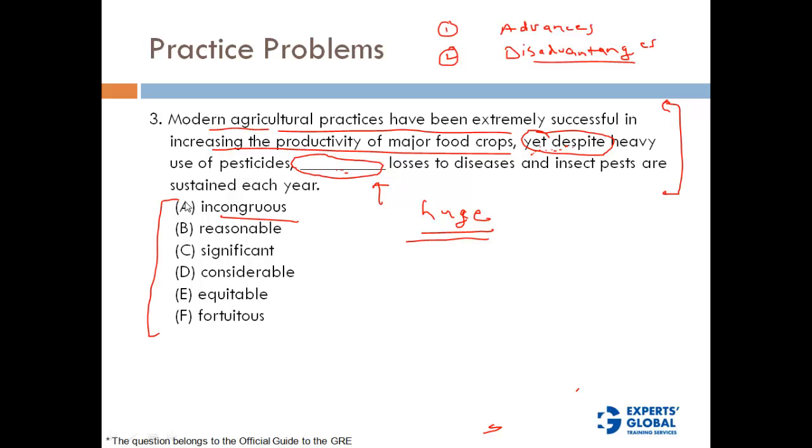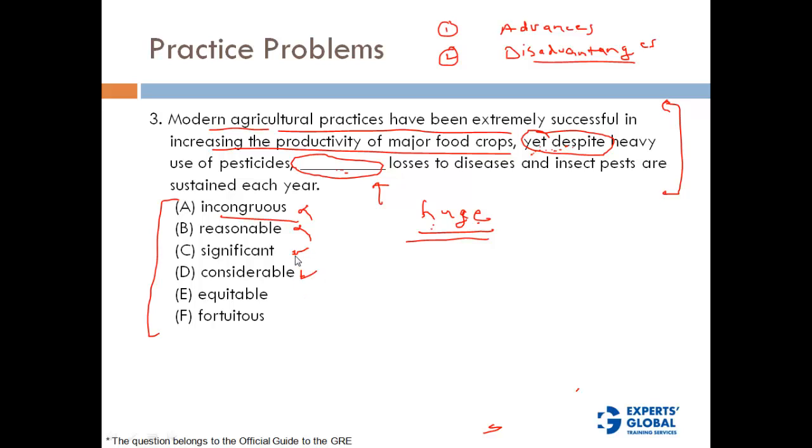Incongruous means something that doesn't fit in a place. No. Reasonable, no. In fact, this has to be a word related to huge. Significant. Now significant can be a good synonym for huge in this context. Significant will go here, so we select that. Considerable, yes, considerable is again similar to significant, so we'll choose that also.